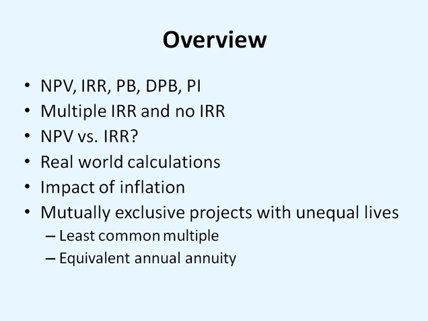And then it gives two methods. One is least common multiple and second is equivalent annual annuity. So in my experience, the second method, the annuity method, is the best one and easy to use. So if we are using it, that will be extremely helpful.